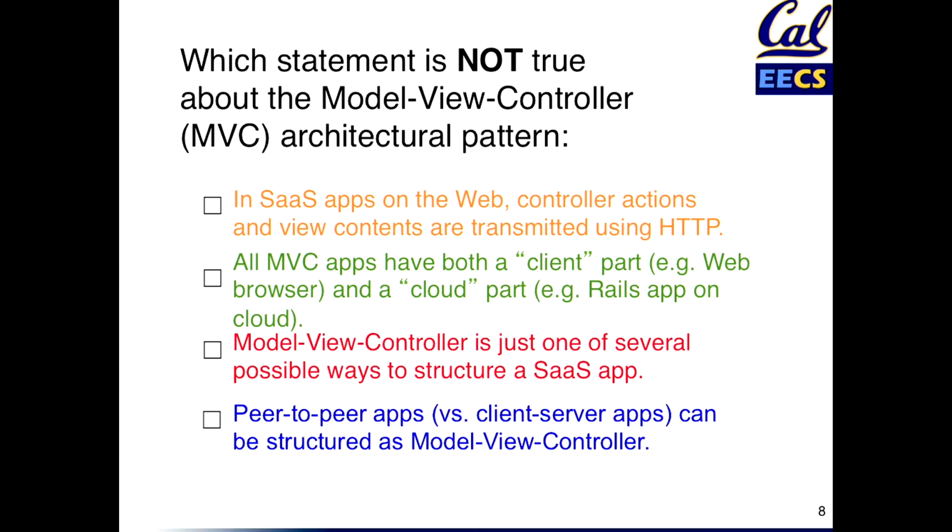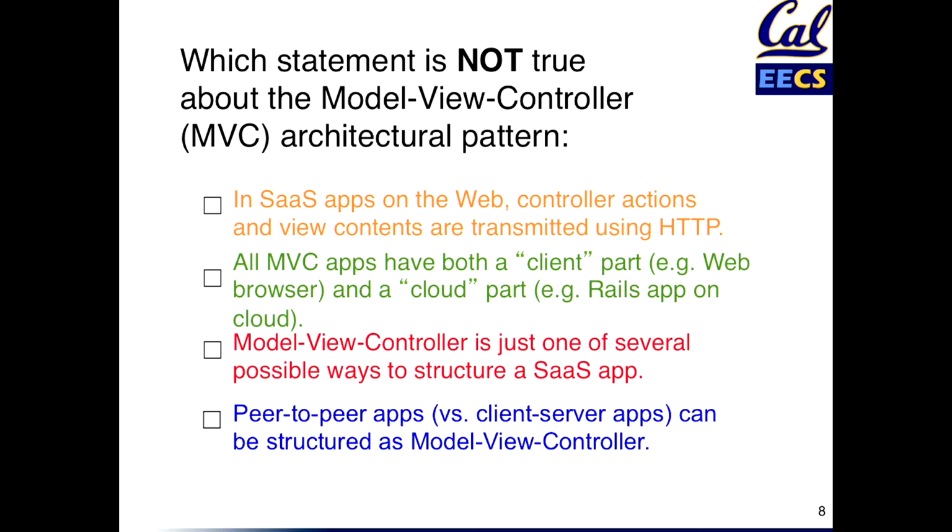So let's go through these answers one at a time and see which ones we can determine to be true or not true. Controller actions and view contents are transmitted using HTTP. Well, what's a controller action? A controller action is just an HTTP request, right? That's the only way we have to communicate with an app. And what are view contents? View contents are things like HTML pages. HTTP is indeed the one and only protocol that is used for web SaaS applications. So orange passes the test. Orange is a true statement.